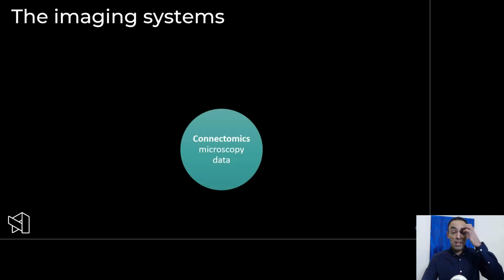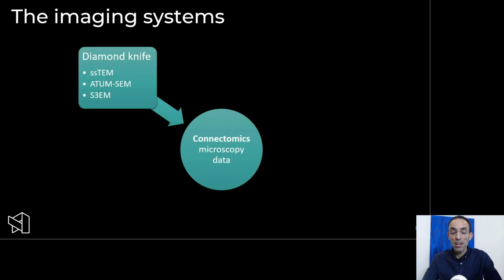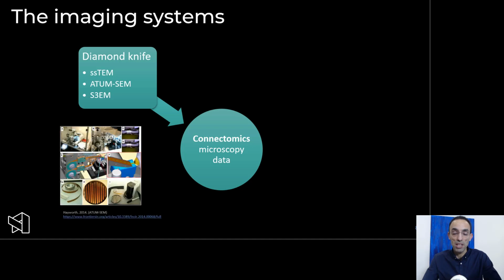So the imaging systems. There's essentially two types of imaging systems. One that is using typically a diamond knife, and in this type of system, essentially the sample is being physically cut with an extremely sharp blade, and by doing that, you place it typically on a tape, and then you can image these very thin sections on this tape or on this wafer, and then reconstruct the serial sections. So this is one approach to this problem of imaging.